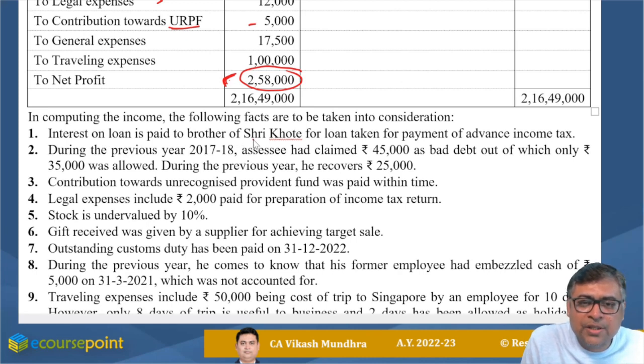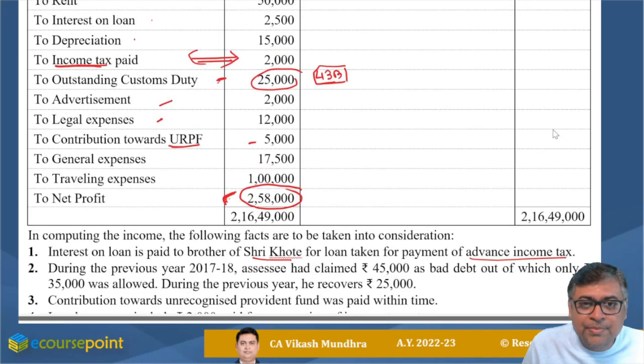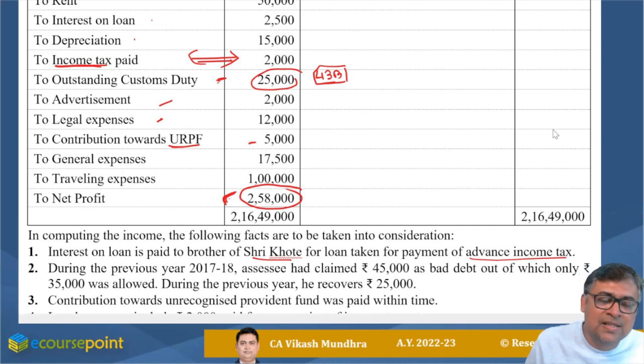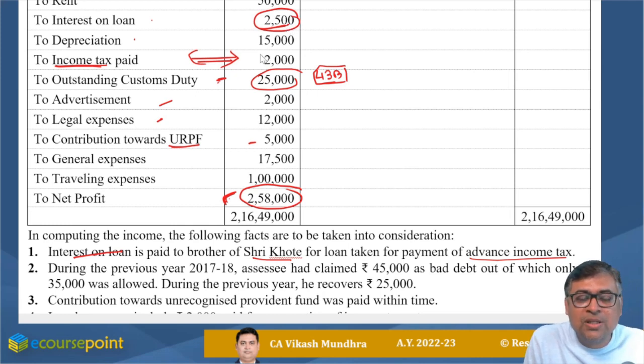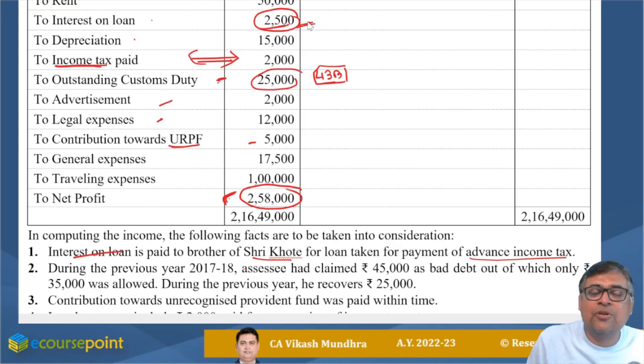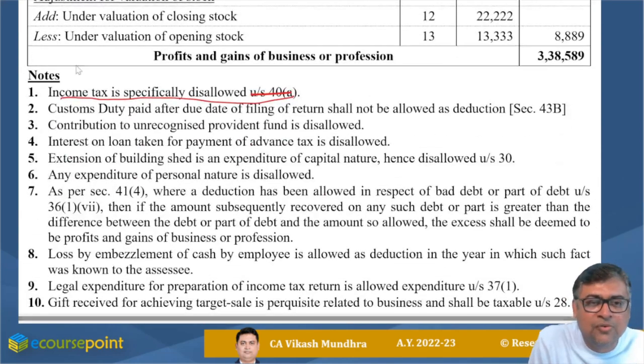Interest on loan is paid to the brother of Sri Khote for a loan taken for payment of advance income tax. If any loan has been taken for payment of income tax or advance income tax or TDS, the interest should be disallowed. Henceforth, this 2,500, this is the interest on loan amounting to rupees 2,500. Now we come to know that this interest on loan has been paid to the brother and the loan was taken for paying advance tax. Henceforth, this interest should be disallowed. So I am adding interest on loan 2,500. Again, in the notes section, I will provide suitable notes.